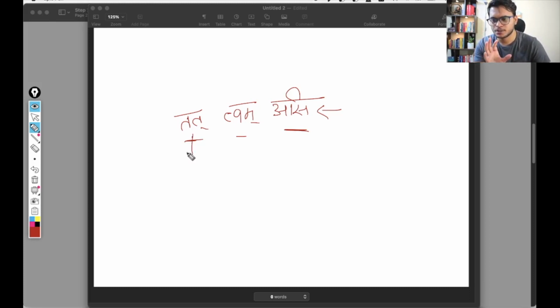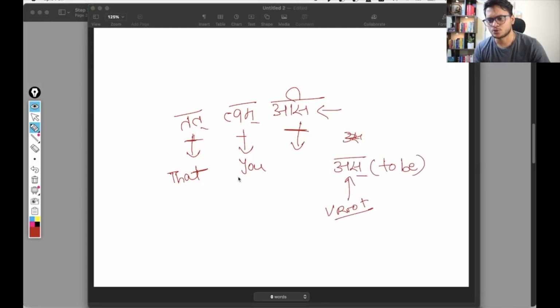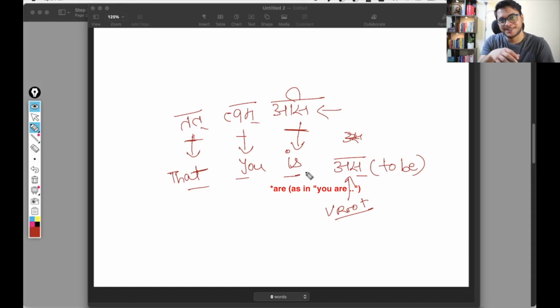What I want to show is this tat. This means that. It is a pronoun, obviously. This tvam means you. And asi is just a word meaning to be, like you are. So these are the pronouns: that, you, and are. If you see the translation, English speakers might say, that you are. What is that order? But okay, I'll tell you this.